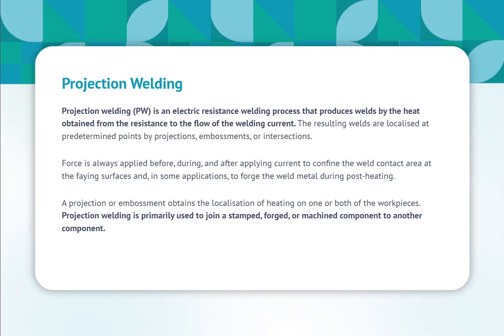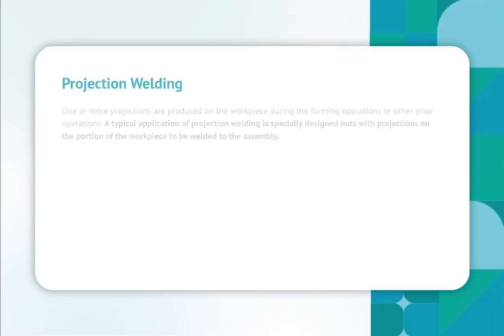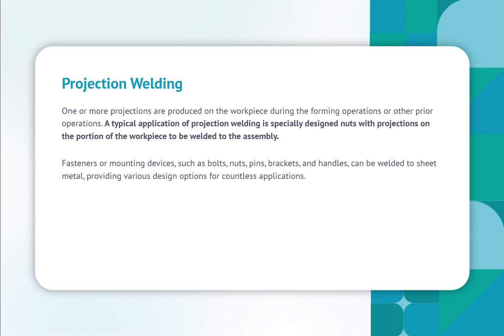A projection or embossment obtains the localization of heating on one or both of the workpieces. Projection welding is primarily used to join a stamped, forged, or machined component to another component. One or more projections are produced on the workpiece during the forming operations or other prior operations. A typical application of projection welding is specially designed nuts with projections on the portion of the workpiece to be welded to the assembly. Fasteners or mounting devices, such as bolts, nuts, pins, brackets, and handles, can be welded to sheet metal, providing various design options for countless applications.